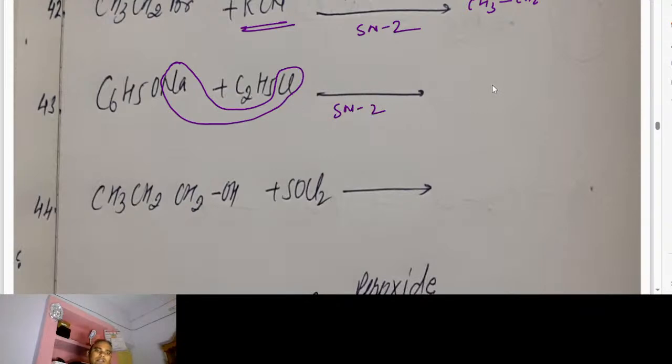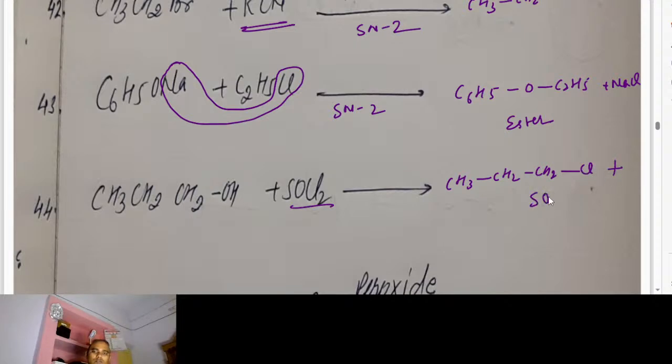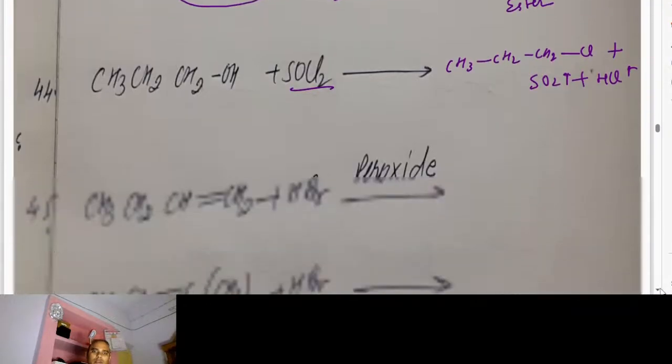So NaCl will be out. C6H5OC2H5. So this is called an ether, student. This is the ether plus NaCl out, student. Here you see SOCl2 is there, student. CH3CH2CH2Cl plus SO2 plus HCl, okay.